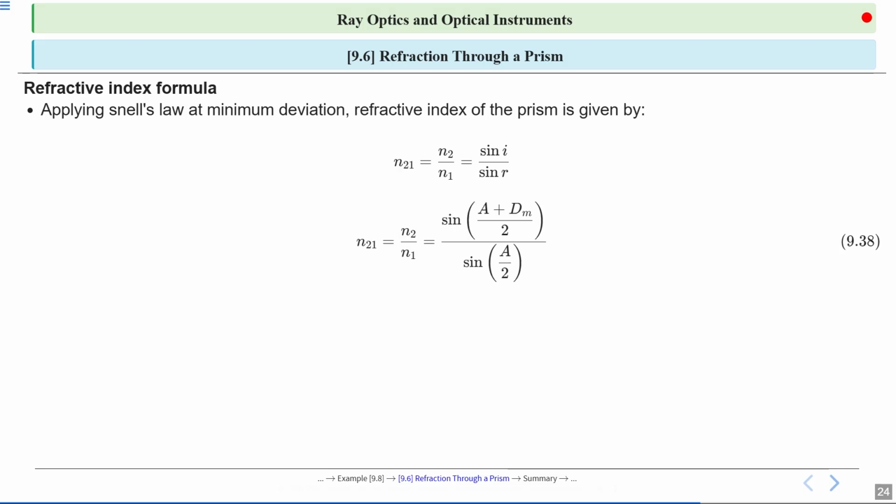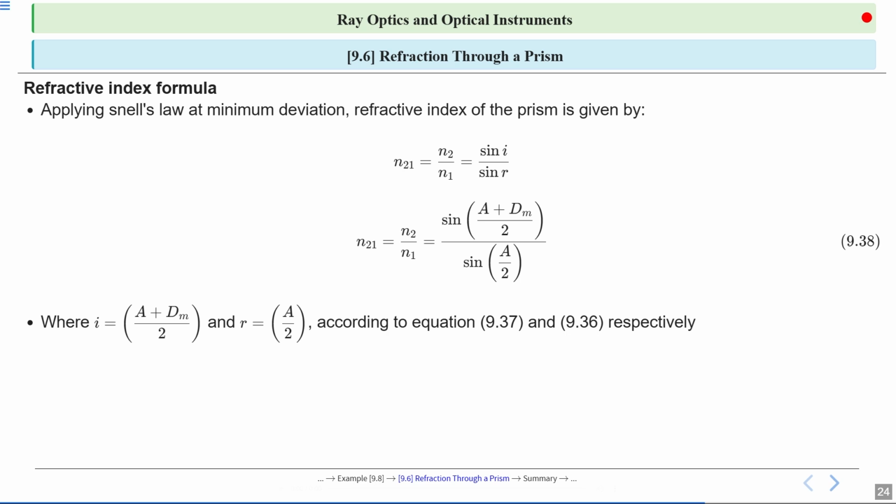Now let's look at a more specific formula. N21 equals N2 upon N1 equals sin of (A plus dm) over 2 upon sin A by 2. This equation, tagged as 9.38, uses the angle of prism A and angle of minimum deviation dm. It's a precise method for calculating the refractive index of a prism.